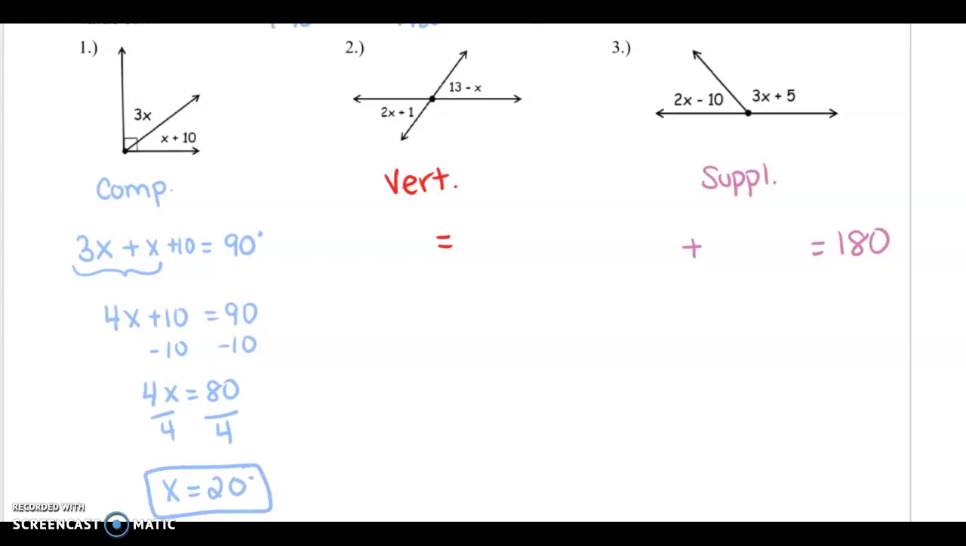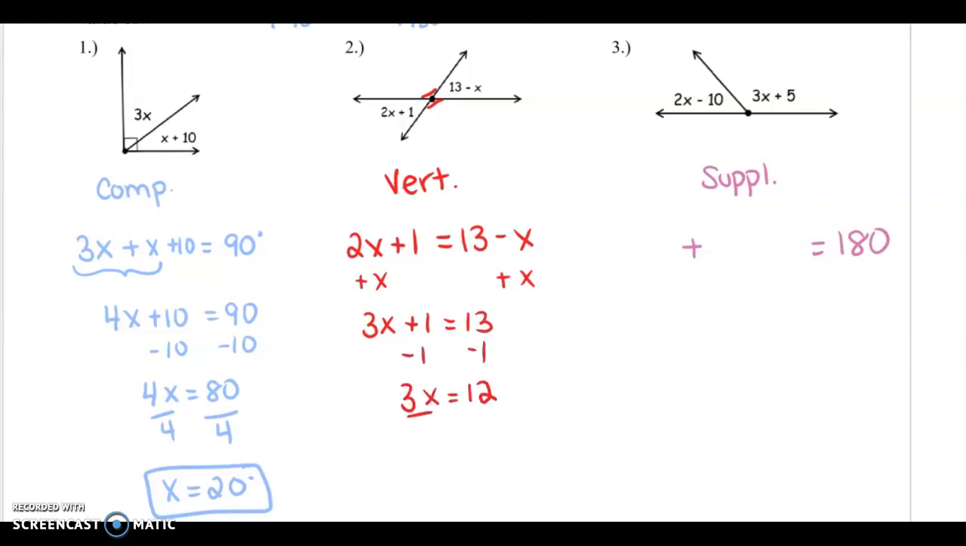Next one, these are vertical, so these are equal to each other. So I'm setting these sides equal to each other. Move over the smaller variable value. So we're going back to our solving equations. Subtract 1, 3x is equal to 12, divide by 3, x is equal to 4.